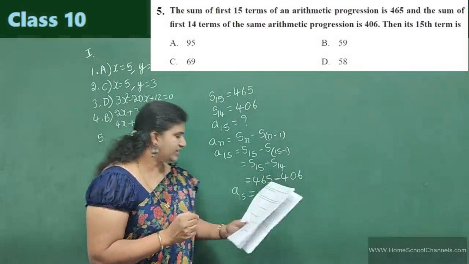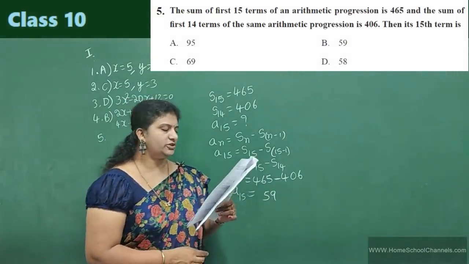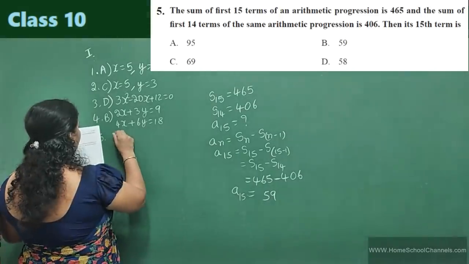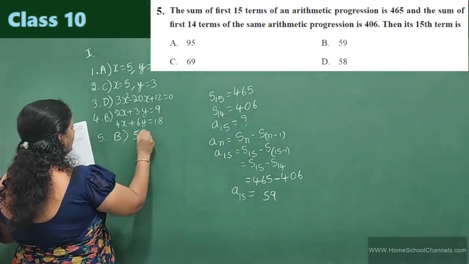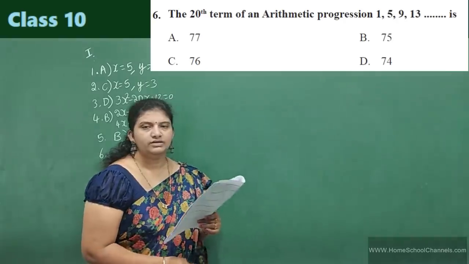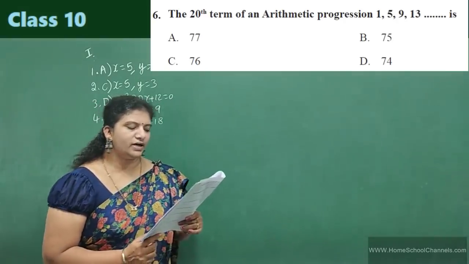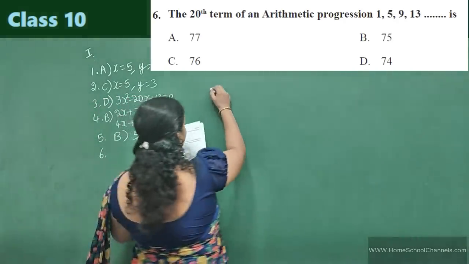15th term value is 59. Check for the option. That is your option B, 59. Sixth one. The 20th term of an arithmetic progression.